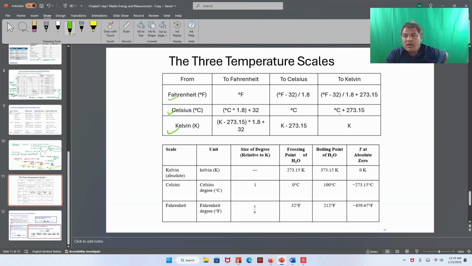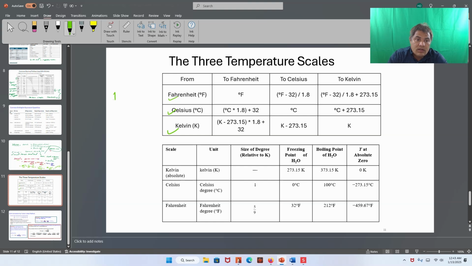Degree centigrade to Kelvin, use this. Okay, from what? Degree centigrade to Kelvin is like that, and degree centigrade to Fahrenheit is like that, degree centigrade to degree centigrade like that. Now let's take one example.